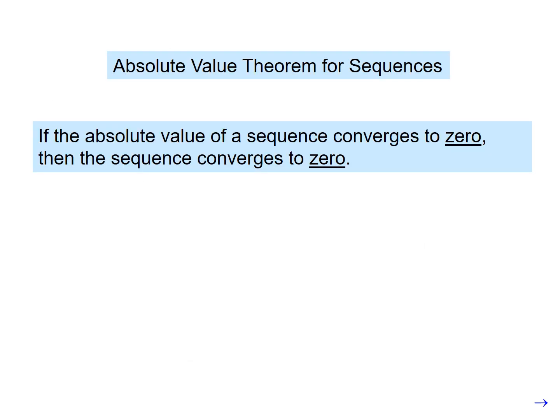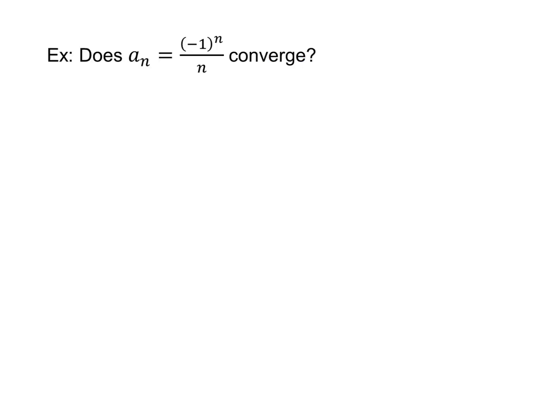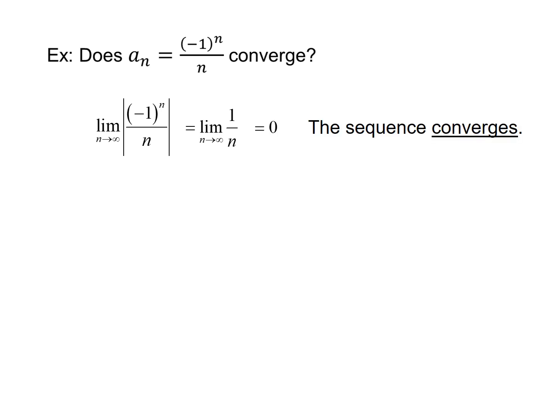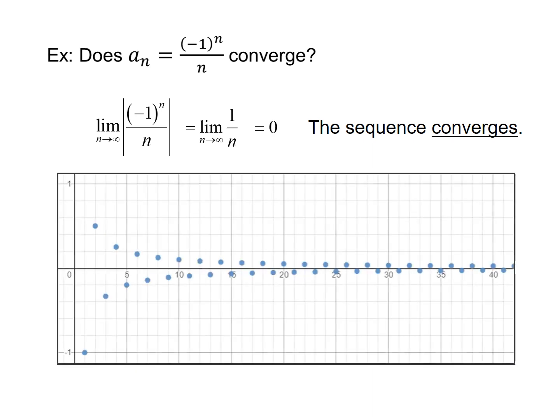The absolute value theorem for sequences tells us that we can take the absolute value of a sequence, take that limit as n goes to infinity. If it is 0, then the original sequence converges to 0. So this sequence here alternates positive and negative because of that -1 to the n on top. So we take the absolute value, which just turns that into a +1 over n. Limit as n goes to infinity of that would be 0, so this sequence must converge. And you can see here the terms go positive, negative, but always getting closer to 0.